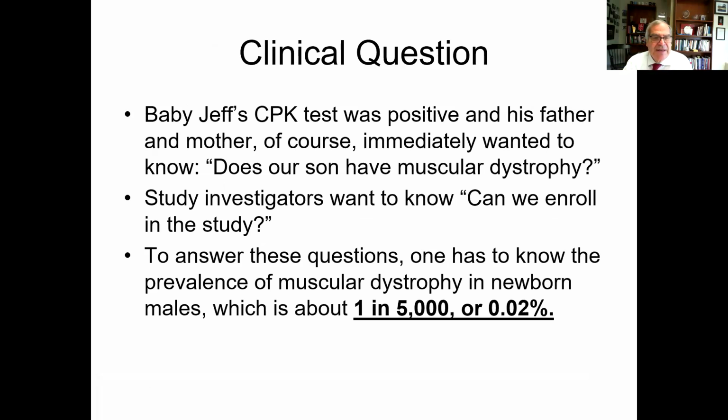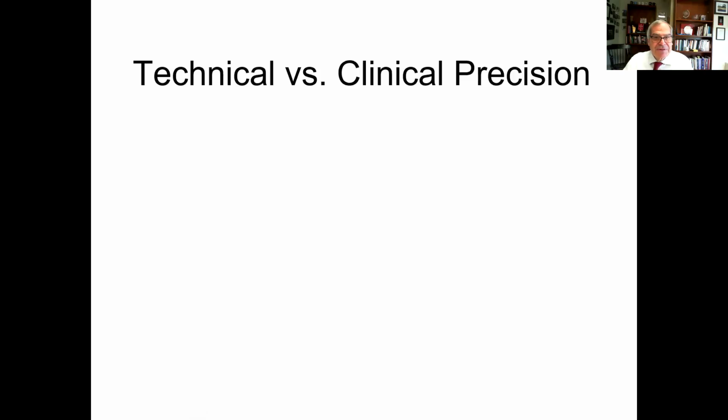Study investigators, again, ask: can we enroll this person in the study? So two questions, right? Does our baby have muscular dystrophy, having tested positive? And the study investigators, doing a study of people with muscular dystrophy, can we enroll baby Jeff in our study and look at some of the new research questions that we're asking? To answer these questions, though, we have to know the prevalence of muscular dystrophy in newborn males, which is about 1 in 5,000, or a prevalence of 0.02%. So let's walk through it. It's a technical versus a clinical precision.